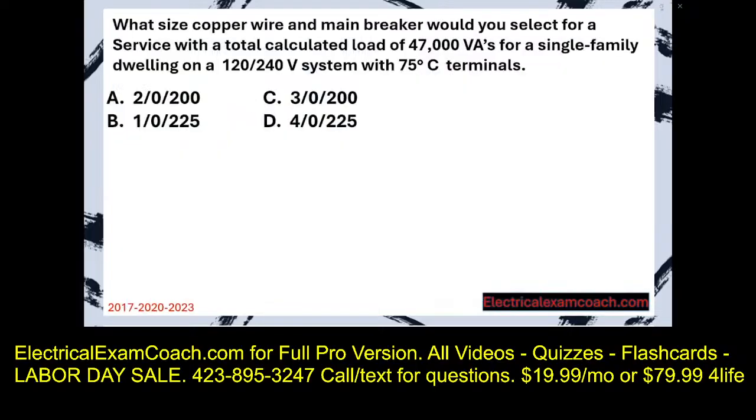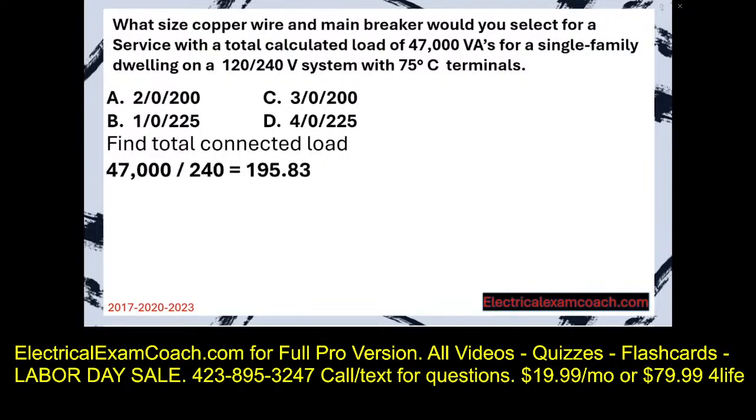What size copper wire and main breaker would you select for a service with a total calculated load of 47,000 VAs for a single family dwelling on a 120/240 volt system with 75 degree C terminals? Step 1, we're going to find our total connected load. In this case, they've given it to us, but we have to divide to get our amperage. When we do, now we can check for demand factors.